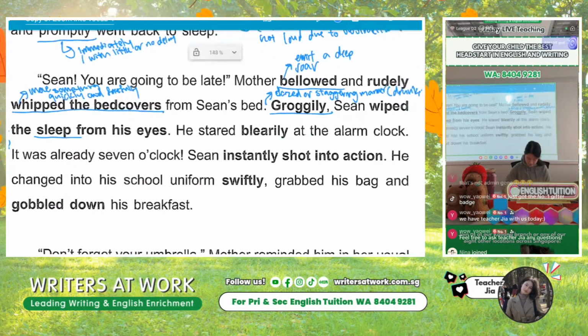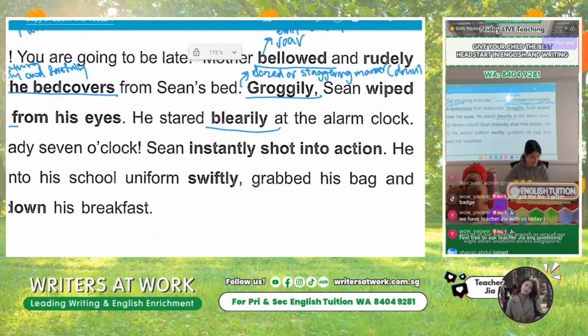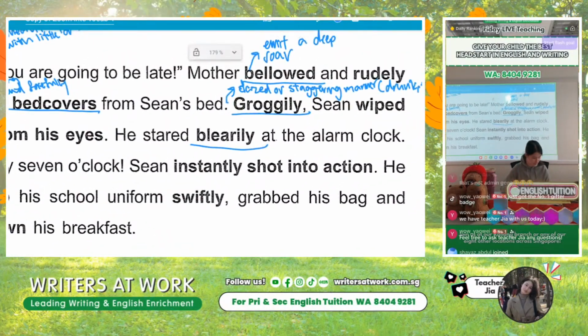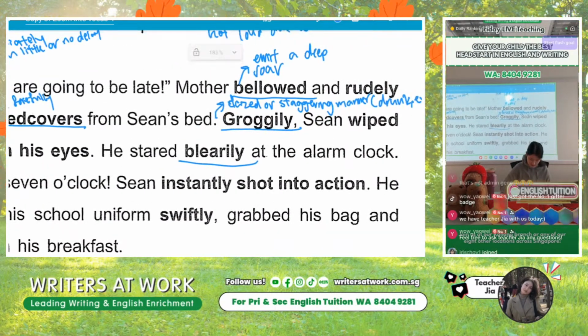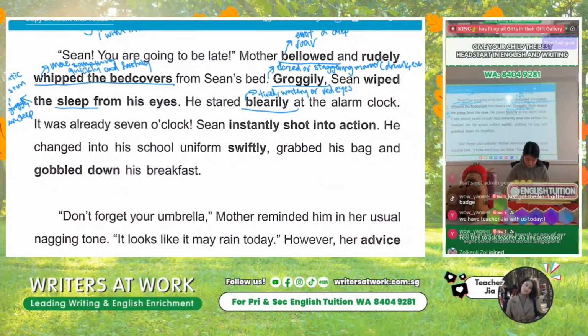He stared, you guys get what I mean, at the alarm clock. So it means you're tired, tired or watery eyes, or even red eyes. Okay, so someone is not awake yet. It was already 7 o'clock.